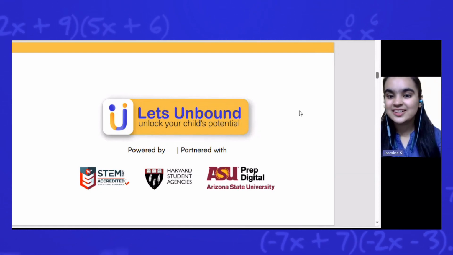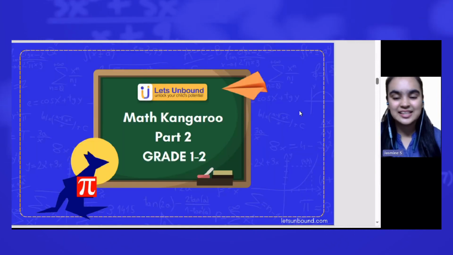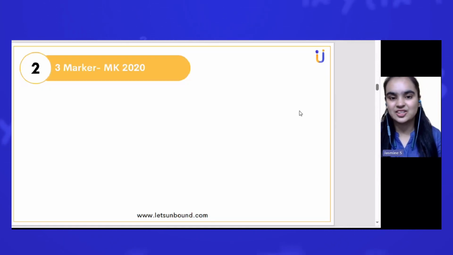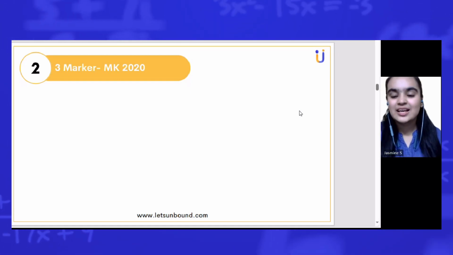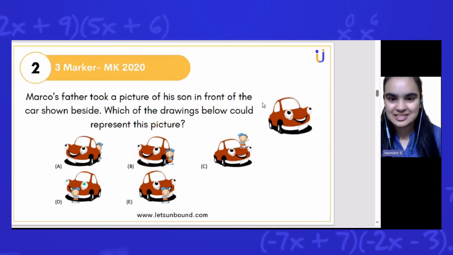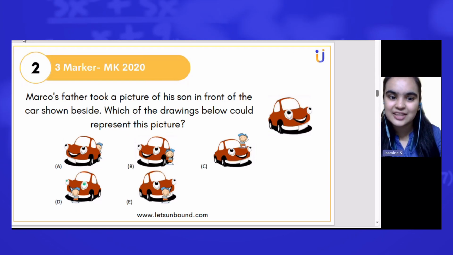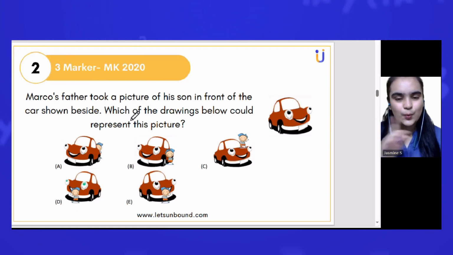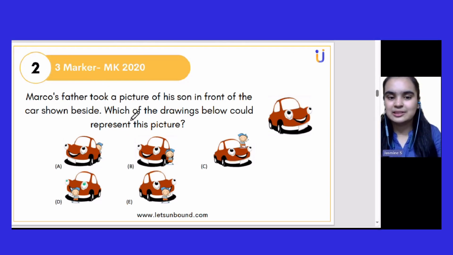Today we are going to look at another question that came in Math Kangaroo examination 2020. And this question is of 3 marks, so let's review the question. So the question is, Marco's father took a picture of his son in front of the car as shown beside. Which of these drawings below could represent this picture?